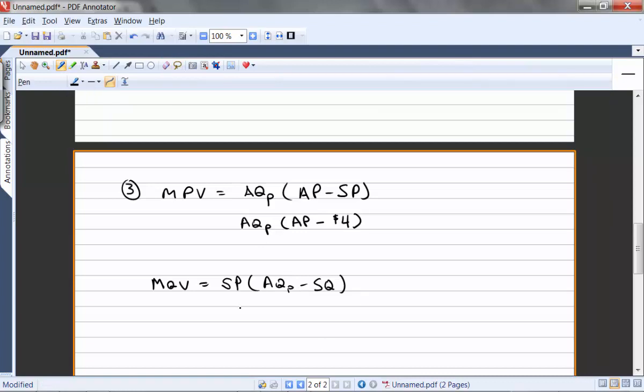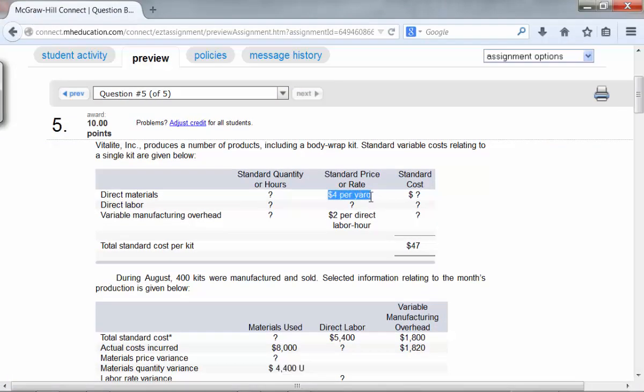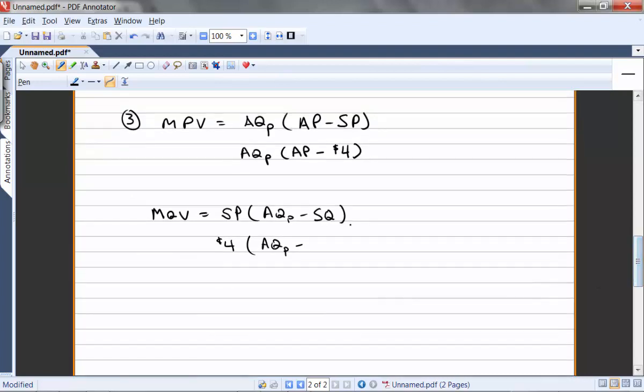So let's see. What should we have spent per yard for direct materials? The standard price. Well, we know that's $4 per yard. That's just right here. Now, we don't know what AQ is. We don't know how many materials we used or purchased. It was the same amount. But can we get at the standard quantity, what we should have used? Yes, we can, right?